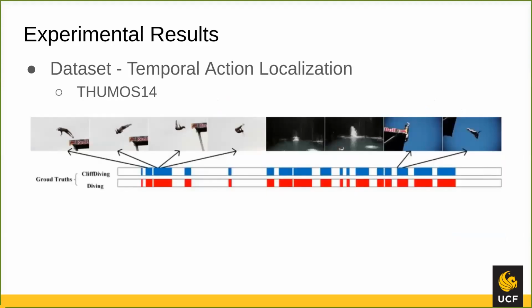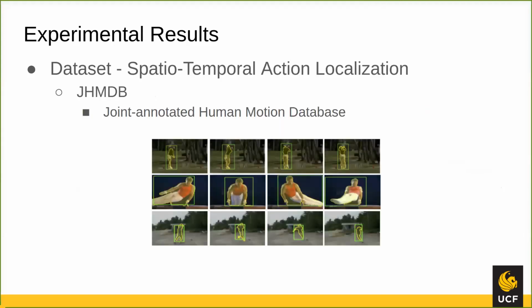For the temporal action localization, they use the Thumos 14, which you can think of like an untrimmed version of UCF 101. In this one, they have long videos, and then they're trimming it to the frames. You can see that here, there's the white bar, which represents all the frames, and where it's highlighted blue tells you what frames the action is occurring on. And then for the spatiotemporal, they use the joint annotated human motion database. There's a few examples of that here. You can see that it's a subset of the human motion database, except in addition to just the video-wise labels, they also have bounding boxes for all the frames.